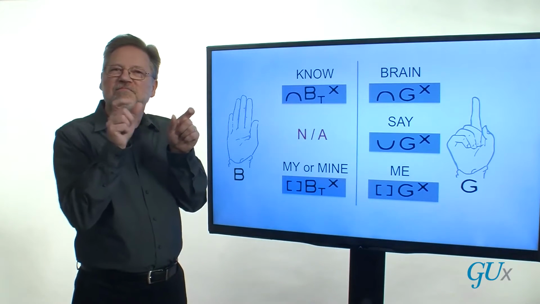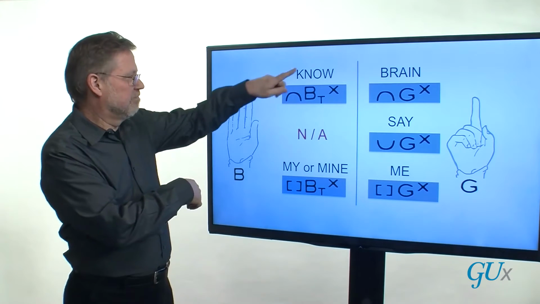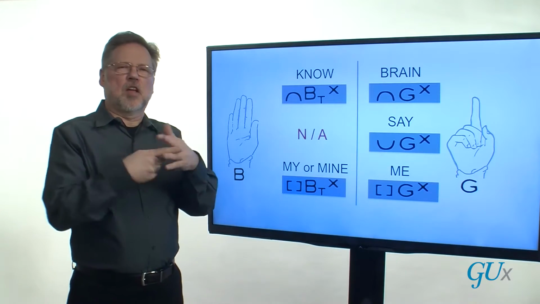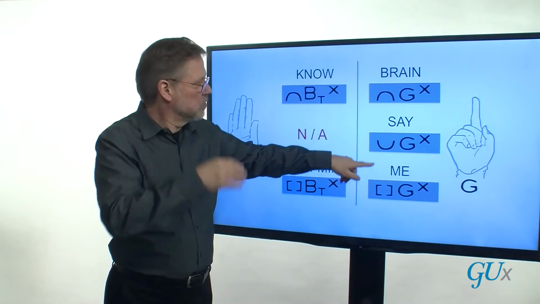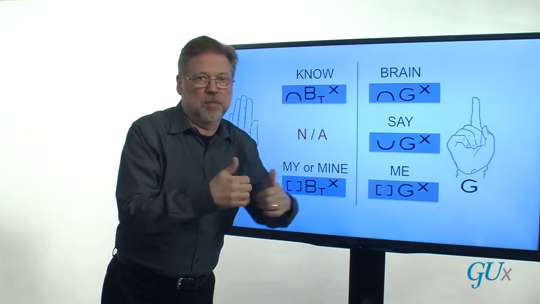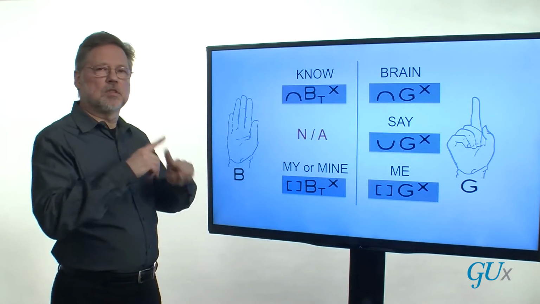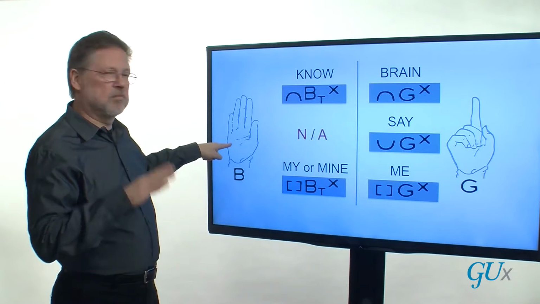Here are more notations. I'll start with the ones I showed you earlier. You should already know that these signs use this G hand shape. The other ones use a different hand shape, this one, labeled B.